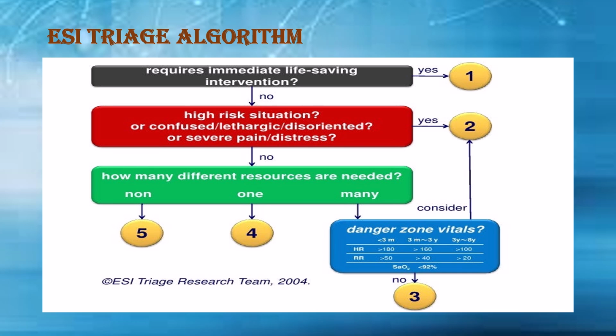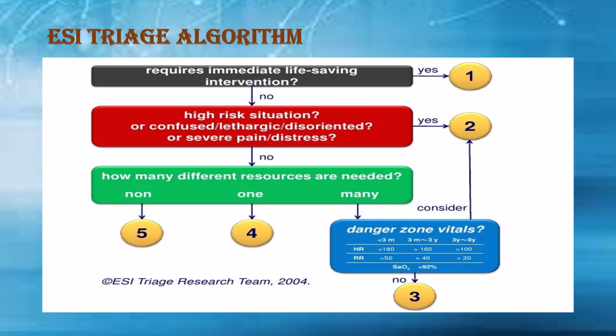When these criteria don't meet, you sort out how many resources are now needed for the patient. For example, if the child is less than 3 months and the heart rate is more than 180, RR is more than 50, and saturation is less than 92% on room air, it is level 3. When the child is between 3 months to 3 years and the heart rate is more than 160, RR is more than 40, and saturation is less than 92% on room air, he is also under level 3.